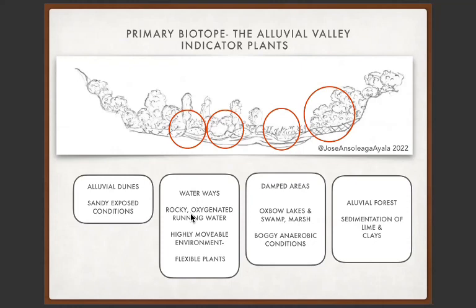The first of them is the alluvial plains, the alluvial valley, where the river spreads out in high rain season, and then shrinks into the little bed, the fluvial bed, in low rain season, dry season. So around the river, we have the waterways. Normally that is where the rocks are, rocks on the bottom, oxygenated running water, at least for part of the year. And it's a highly movable environment.